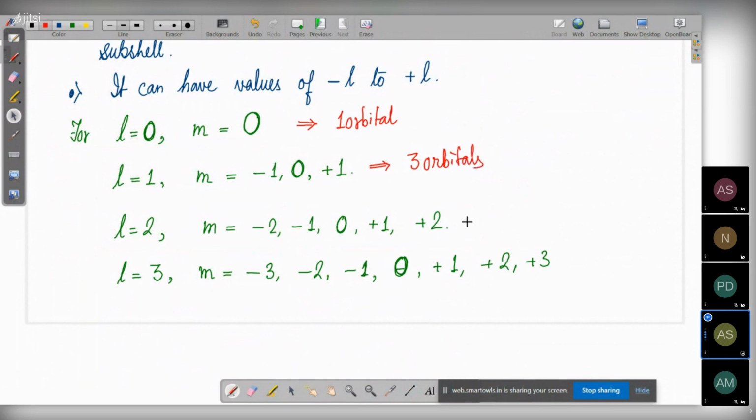If the value of M is 2, then we can have 5 orbitals. And if it is 3, then it can have a total of 7 orbitals. Okay. So till this much, is it clear how we are getting the values of M from the value of L? Yes.